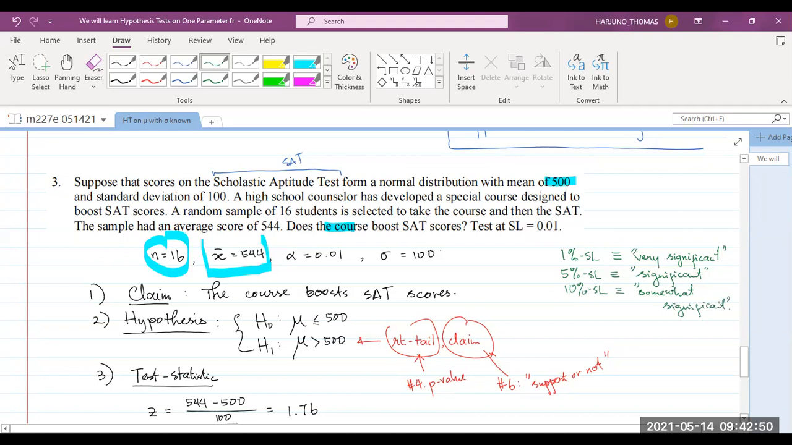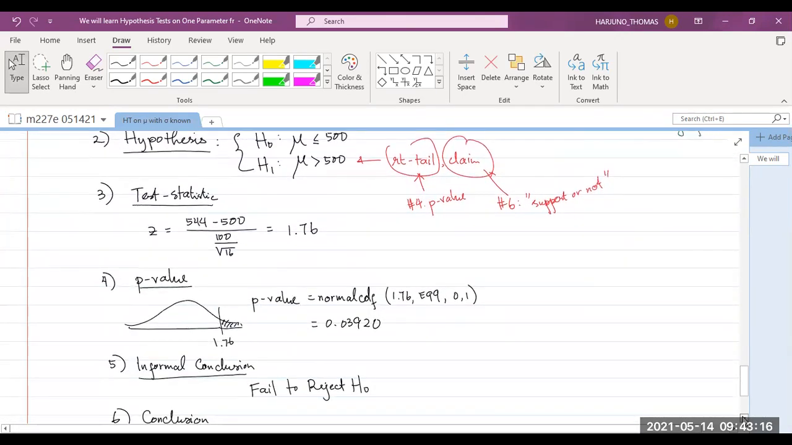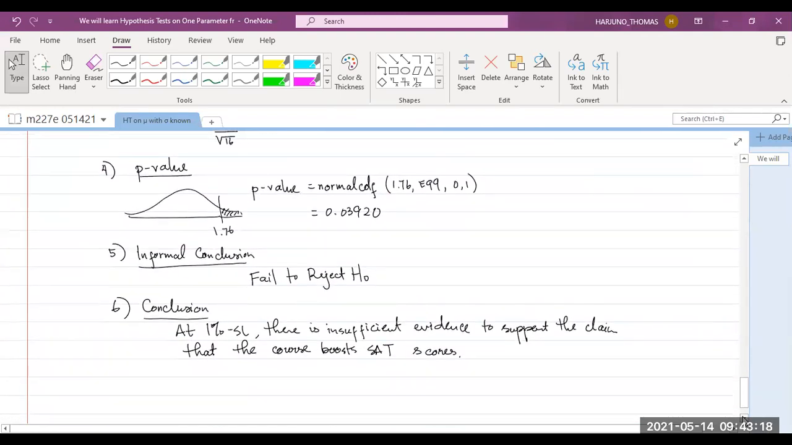Okay, 1% or 2%. Both of them refer to very significant. 5% is only significant, 10% is somewhat significant. So you don't need to know this again, but in statistics tradition, we may read the conclusion this way. Okay, so somebody may read the conclusion this way.